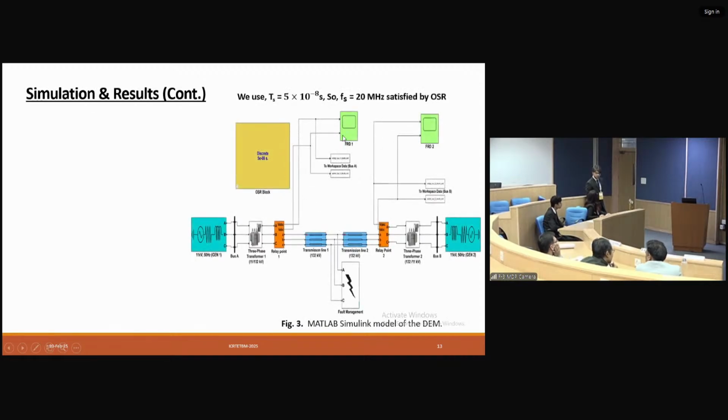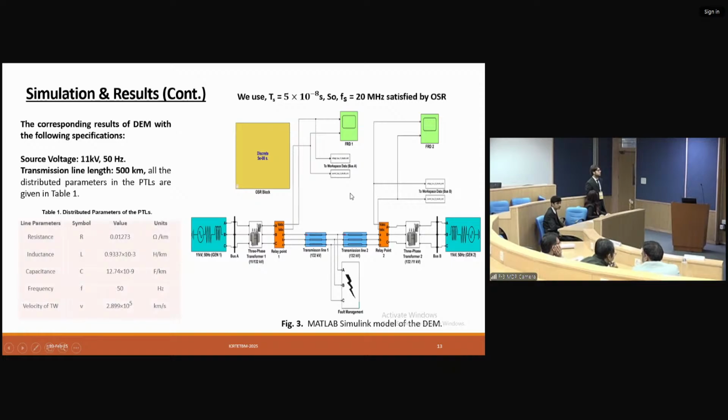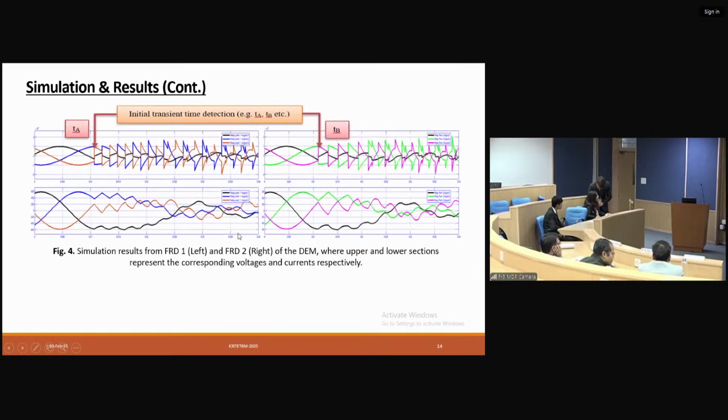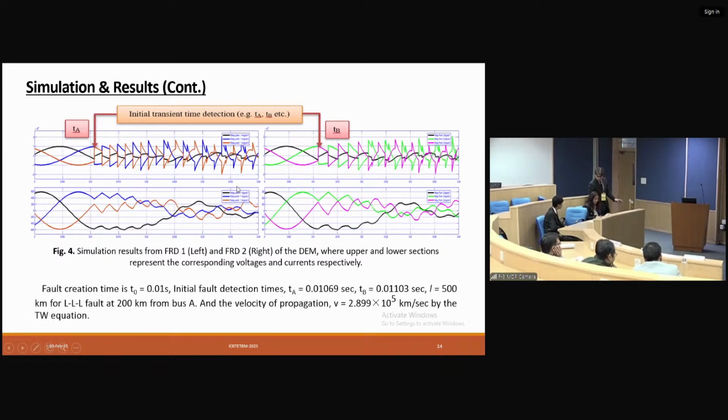This is the simulation model, and this is the distributed parameter of the power transmission line. It describes all the parameters, and here we sampled the simulation at 20 megahertz based on the optical sampling rates. These are the simulation results, which show the first simulation curve from FRD1 on the left and FRD2 on the right. The upper and lower sections represent the corresponding voltage and current respectively, and from the simulation curve and the program we get the fault detection times.